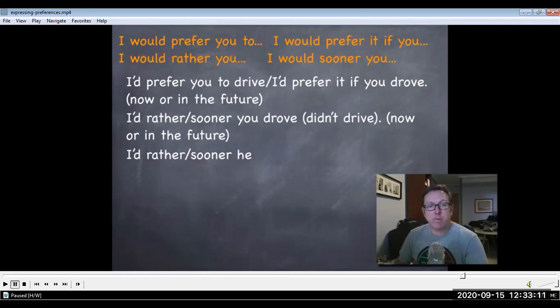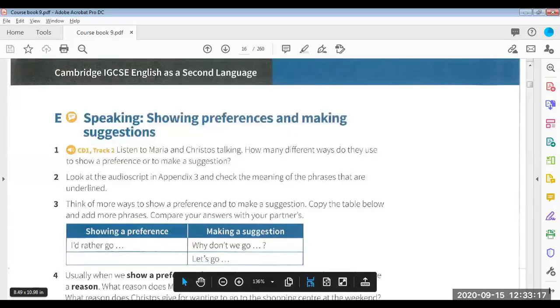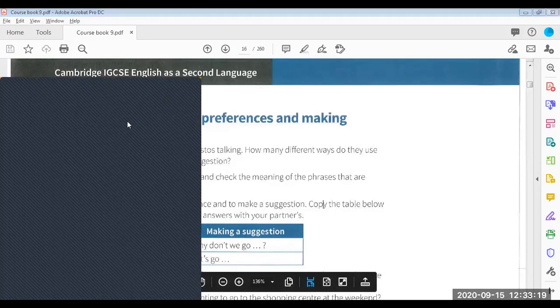And now let us discuss the suggestions, how we can make suggestions. I'm going to include the video about suggestions also.